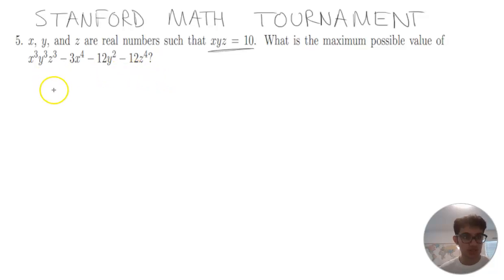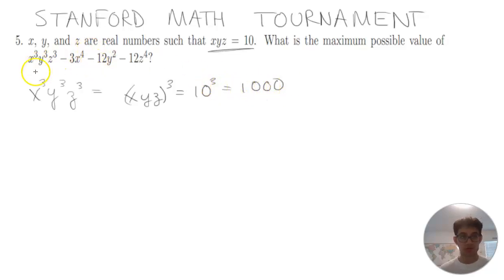Now, the first thing to notice, and hopefully you've already seen this, is that if xyz is 10, then x cubed, y cubed, z cubed is just equal to (xyz) cubed, right? And that's just 10 cubed, which is 1,000. So we know that it's 1,000 over here, and we can rewrite this as 1,000.